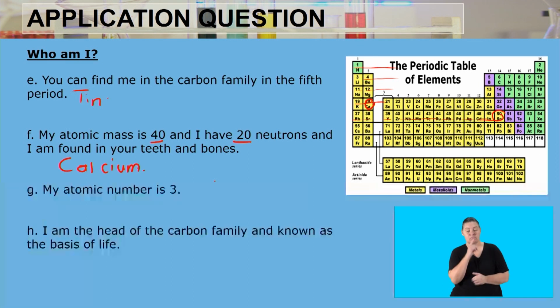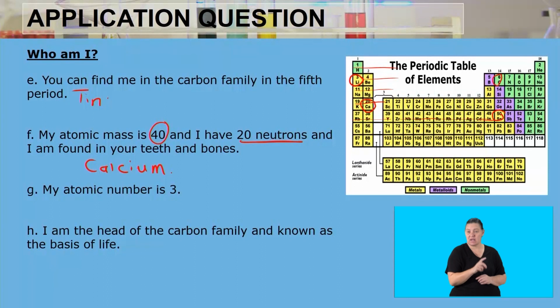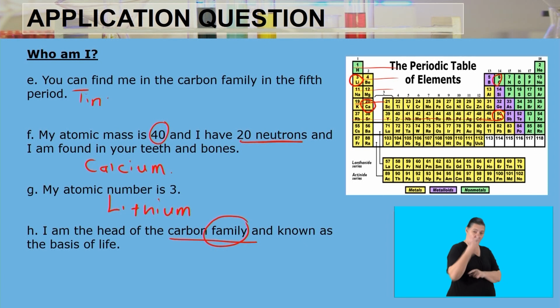Now, our next question, which is a bit easier, says, my atomic number is 3. So you just simply count 1, 2, 3 on your periodic table, and you find that the element they're looking for is lithium. And then the last question here is, I am the head of the carbon family and known as the basis of life. The head of the family means it is the first one in the group. Remember that family means group. So it's the first one in the group, and that group is the carbon family. You look at the carbon family, the first one is carbon. So therefore our answer is carbon.